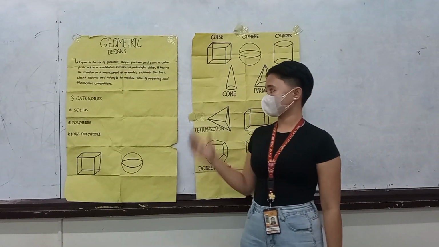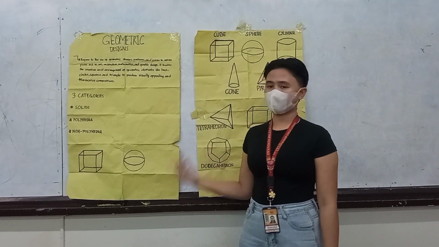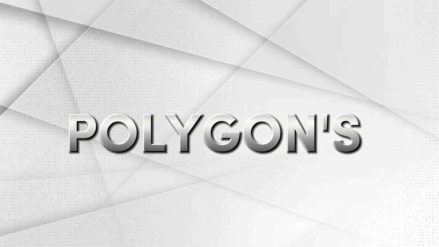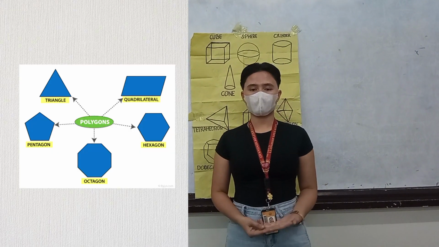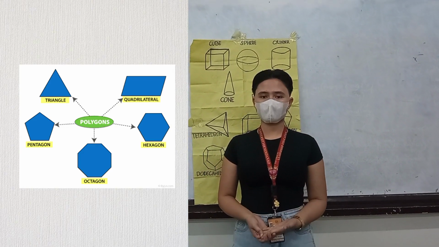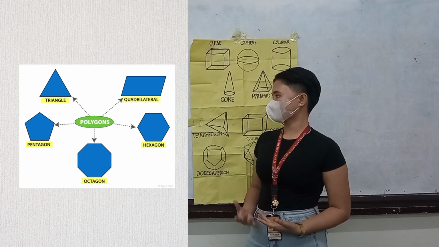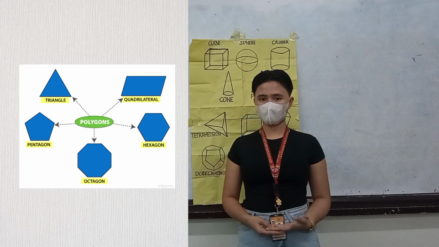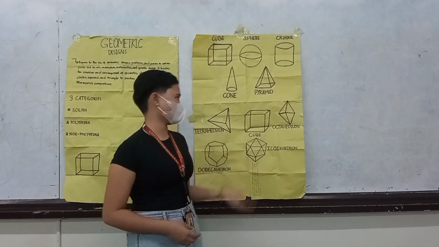Now let's talk about three categories of geometric designs, which are polygons, solids, and non-polyhedra. So, polygons. A polygon is a flat shape with straight edges that exists in two dimensions. It can be categorized based on the number of sides it has. For example, a shape with 3 sides is known as a triangle, while a shape with 4 sides is called a quadrilateral. Additional examples include pentagons, hexagons, and heptagons.